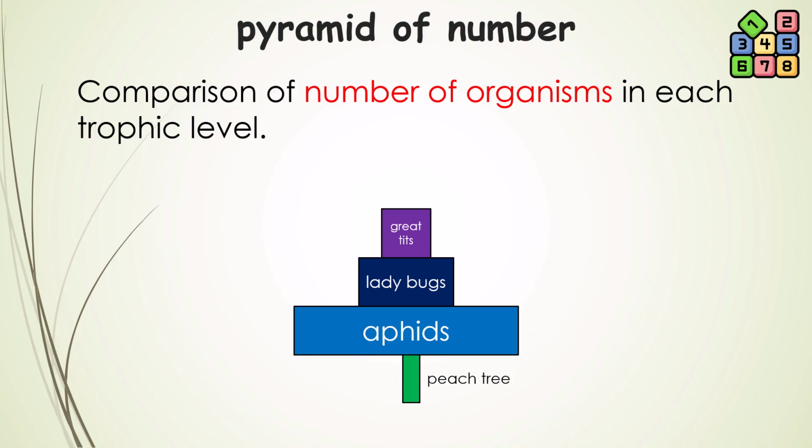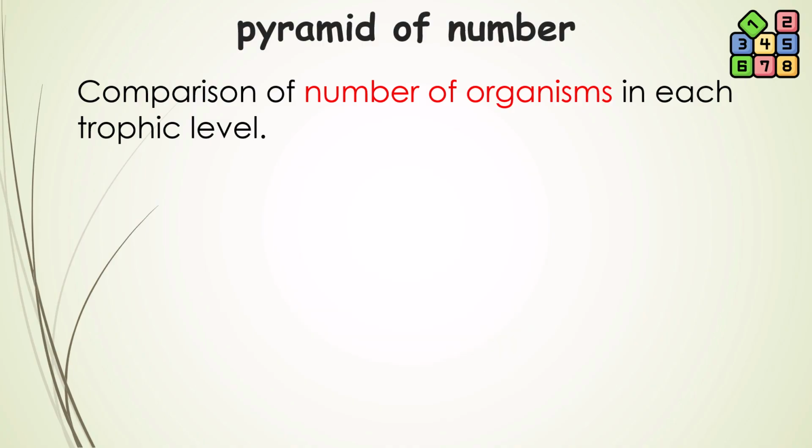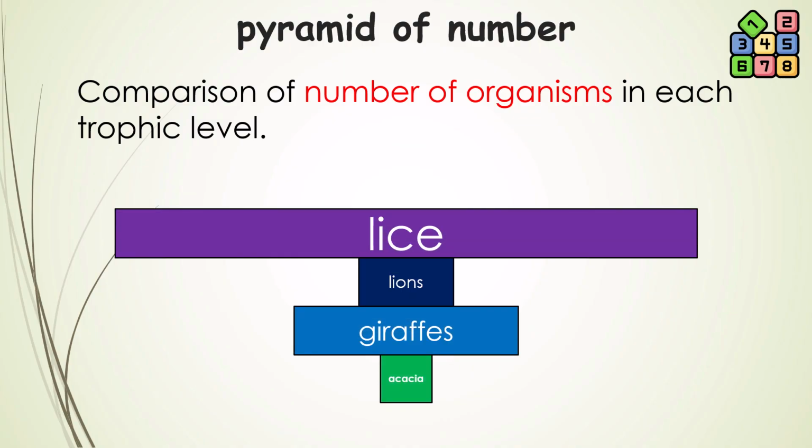If we construct a pyramid of number of a peach tree, aphids, ladybirds, and great tits, it should look something like this. A peach tree being one is a smaller population compared to the aphids, but since it is so large, it can support the aphids population. After that, the number of organisms will decrease since the size of the predator becomes larger. Having the largest fourth trophic level is also possible if the final consumer is small. Lice are tiny parasites that suck on lion's blood. Hence, they are numerous, and their trophic level is larger than the rest.